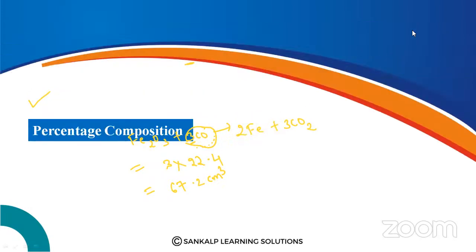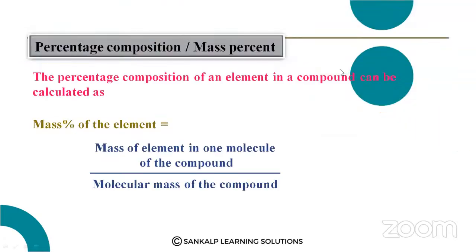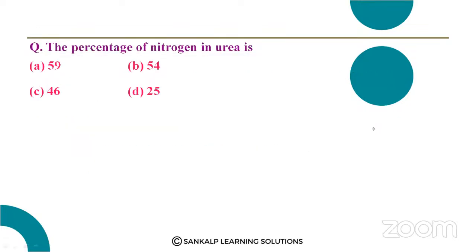So the next concept is percentage composition. Now what is percentage composition? The percentage composition of an element in a compound can be calculated as mass percent of the element, which is equal to the mass of the element in 1 molecule of the compound upon the molecular mass of the compound. So how do you calculate the percentage composition? It is the mass of the element divided by the molecular mass of the compound. Based on this, we'll see some problems.